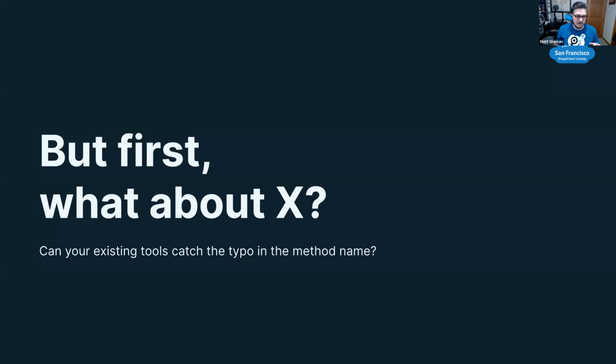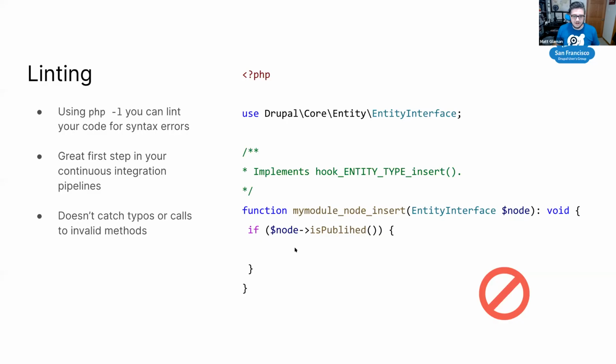In this example, we're going to ask: can your existing tools catch the typo in the method name? As a team lead, I review lots of pull requests, and I miss things all the time, especially typos. If I'm spending my time worrying about architecture, code smell, and leveling up the junior developers I'm working with to be better software engineers, I'm going to miss typos. I'm going to miss whether this method actually exists unless I'm running the code locally, because I trust the test coverage. So first, let's start with linting.